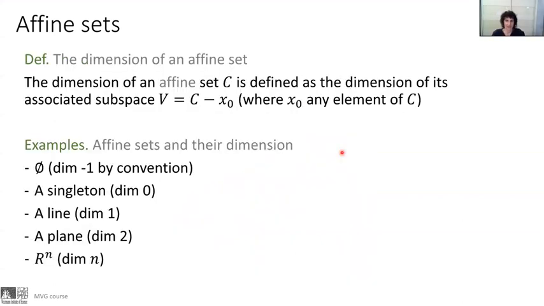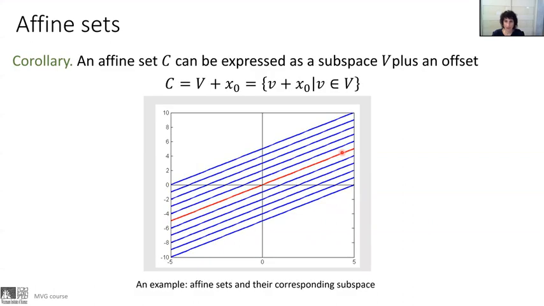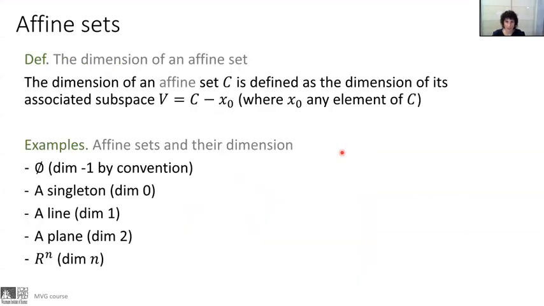listening. Okay, so if we have the notion that every affine set can be expressed as a subspace plus some offset, we can speak about dimension. The dimension of the affine set is defined as the dimension of its associated subspace, which is C minus X0, where X0 is an element in C. So let's see some examples.